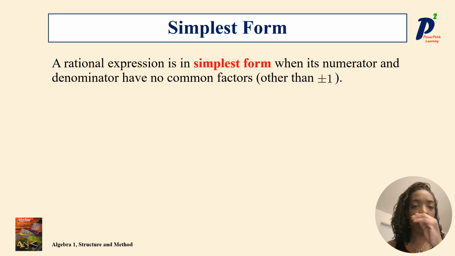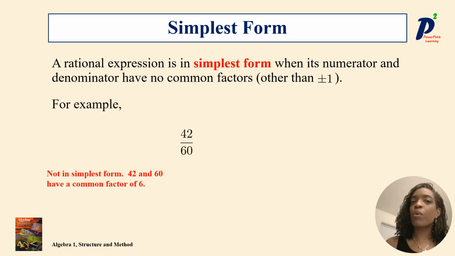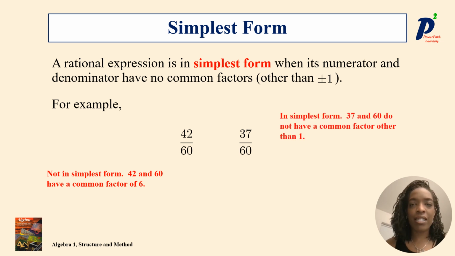If the numerator and the denominator of a fraction have no common factors, we call this simplest form. For example, 42/60 is not in simplest form because 42 and 60 have a common factor of 6. However, 37/60 is in simplest form because 37 and 60 don't have any common factors.